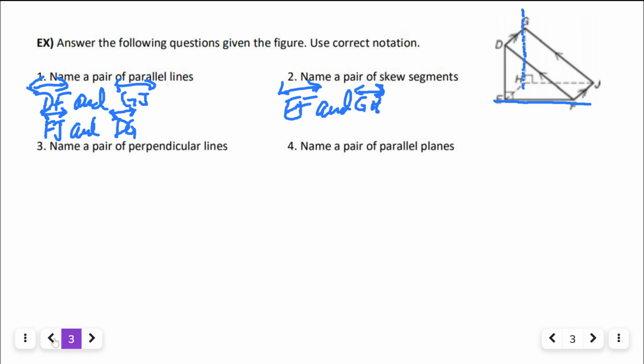Oh, skew segments. So we need segment hats, not line hats. Okay, we're using segment hats. They're segments. Segment hat. All right. So those are two skew segments.